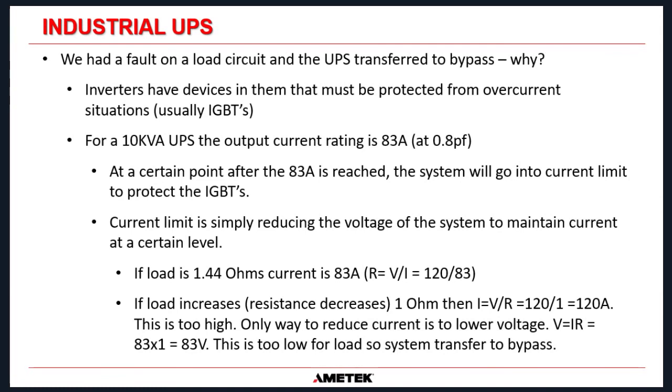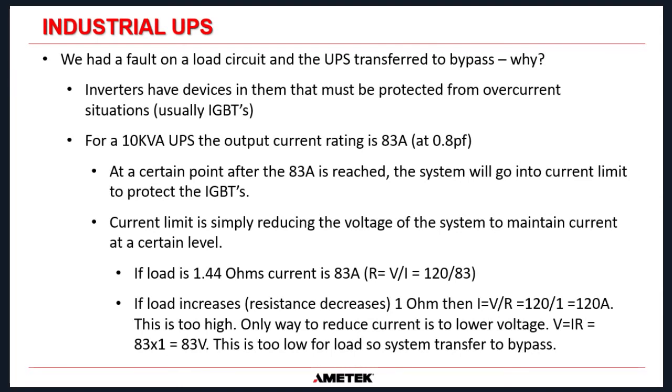So the voltage is equal to the current times the resistance. And we know that the resistance is 1 ohm. And we know we want the current to go back to 83 amps. So the output of the inverter is going to be reduced to 83 volts. That way we limit the current to 83 amps. And that's too low for many loads connected to the system.